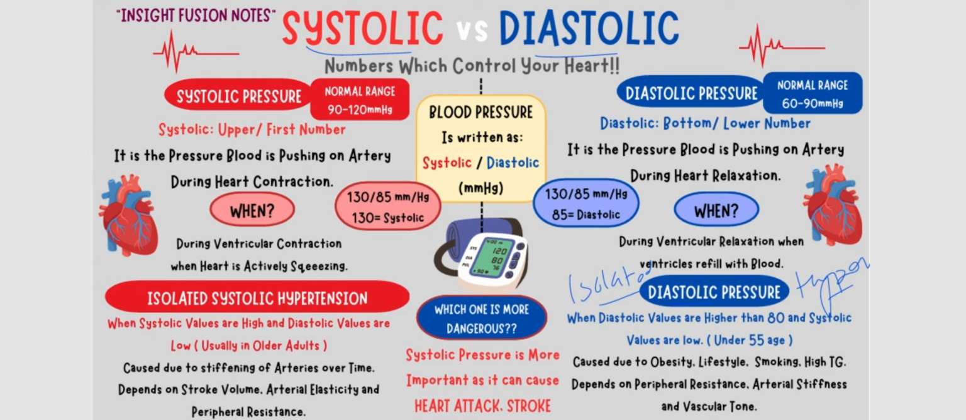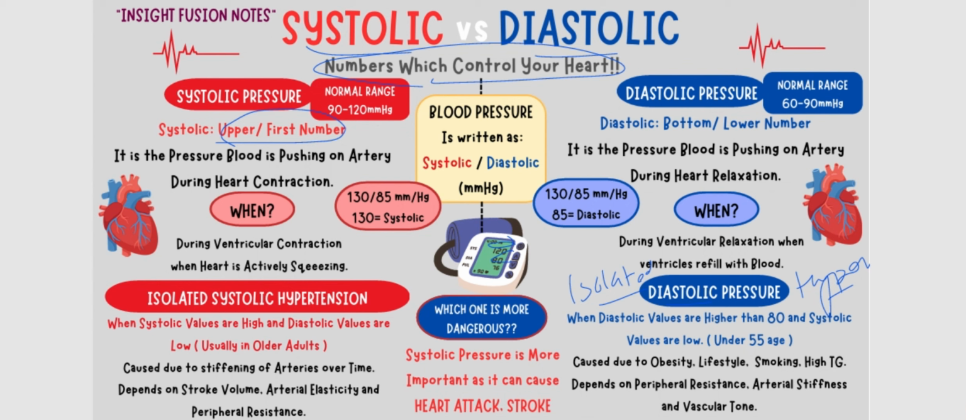Basically, systolic pressure and diastolic pressure are the numbers which control your entire heart. These are your blood pressures. The blood pressure you measure normally consists of your systolic and diastolic pressures. Systolic is the upper or first number you see on your blood pressure reading. For example, 120 by 80 is your normal blood pressure range, which should be maintained.